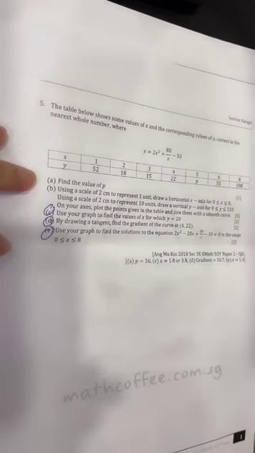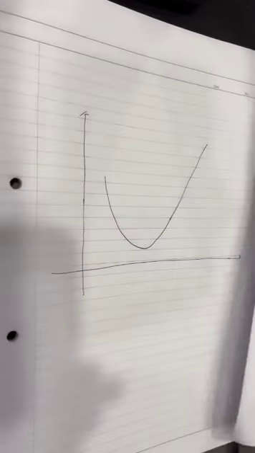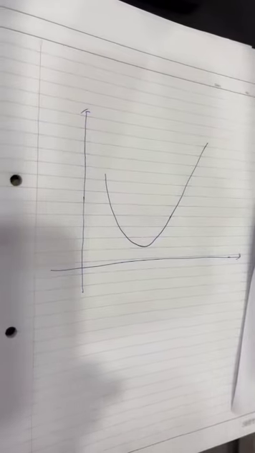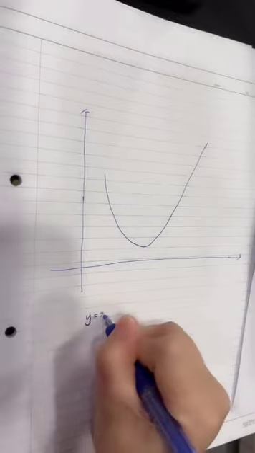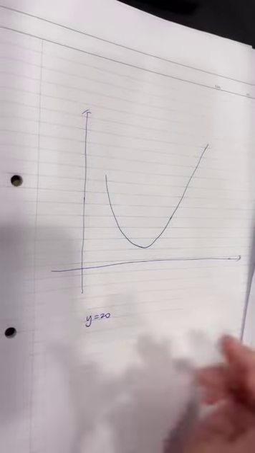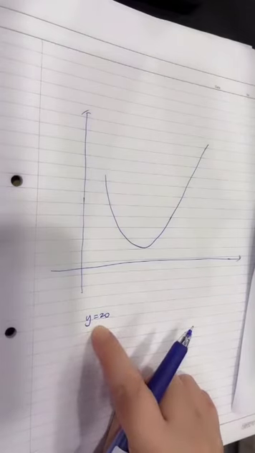They say use your graph to find the values of x for which y equals 20. This is easy. My question is, is this a horizontal line or a vertical line? Horizontal line or vertical line?